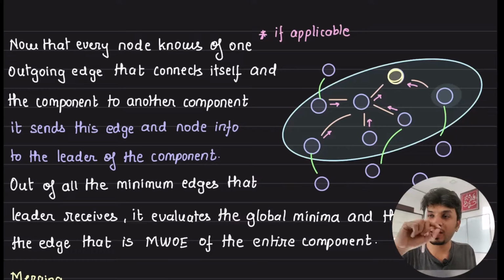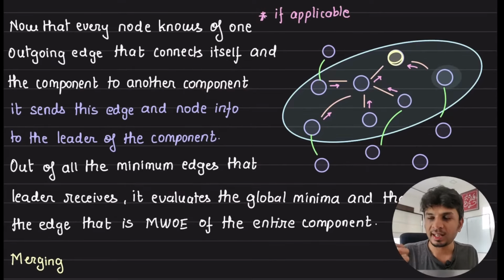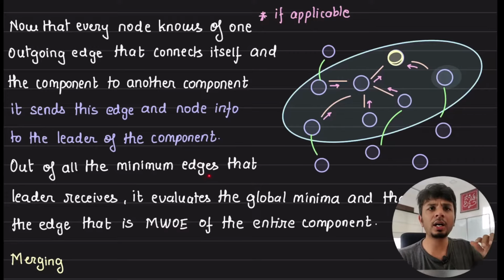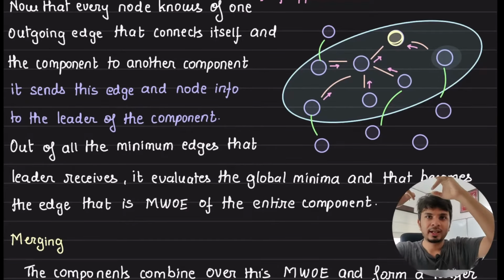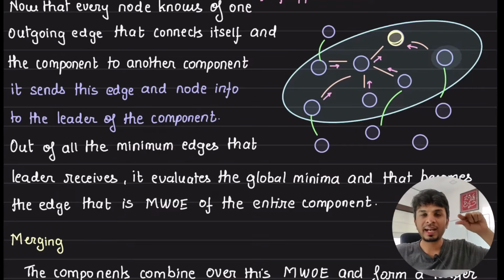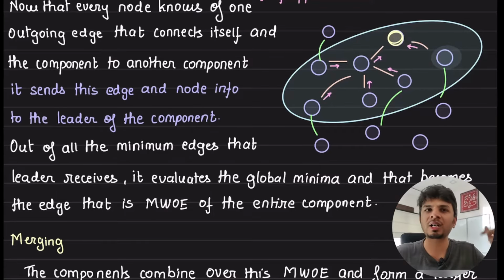Now, once these nodes know that this is the outgoing edge that is connecting our component to another component, of all of these minimum edges, it would send this information back to the leader. Every peripheral node would send a message back to the leader using what? Convergecast, right? It would send the message back to the leader saying, hey, leader of our component, this is the minimum outgoing edge from me as a node.